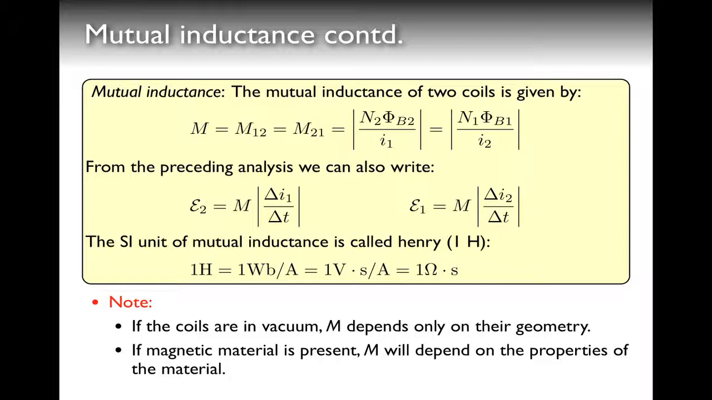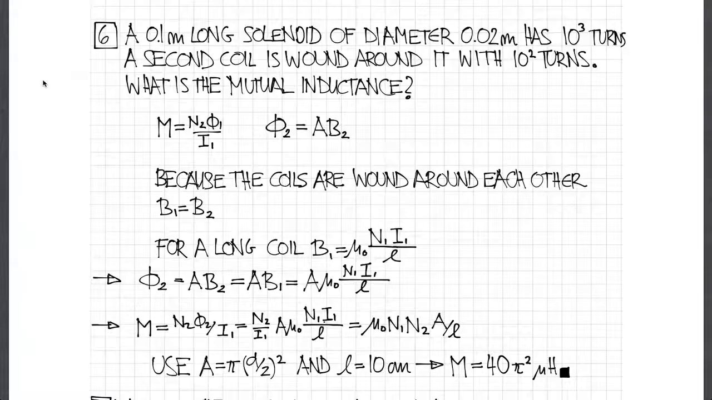Now, let me show you how to compute this mutual inductance for a system of two coils that are wound around each other. We have the following scenario. We have a 0.1 meter long solenoid of diameter 0.02 meters that has 1,000 turns. We have a second coil that is tightly wound around it with only 100 turns, and the question is, what is the mutual inductance? The definition of this mutual inductance M is going to be the number of windings on coil 2 times the flux divided by the current on 1.